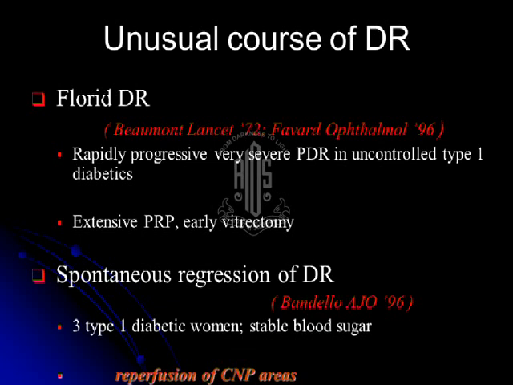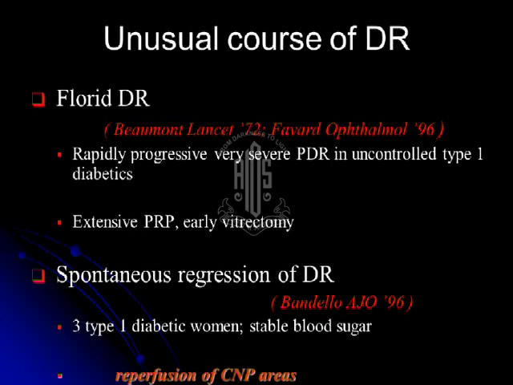Diabetic retinopathy, as I mentioned, can take an unusual course too. Florid diabetic retinopathy was documented by Beaumont and Faber. This is a rapidly progressive, very severe PDR, usually in uncontrolled type 1 diabetics. When you have uncontrolled type 1 diabetics, assume and presume that if he remains that way, he will move very fast. These kinds of cases should behove you to issue extensive, aggressive early pan-retinal photocoagulation and, if required, when there is tractional detachment or hemorrhage, early vitrectomy.